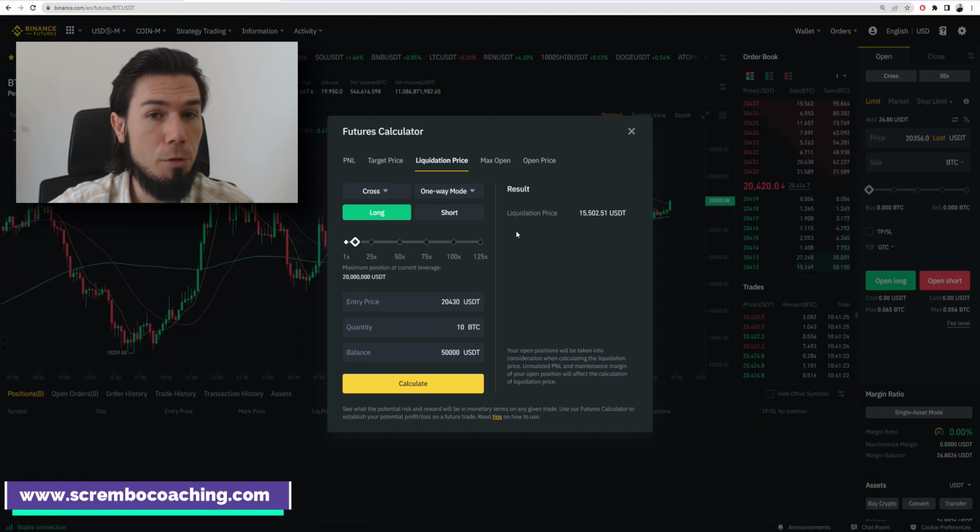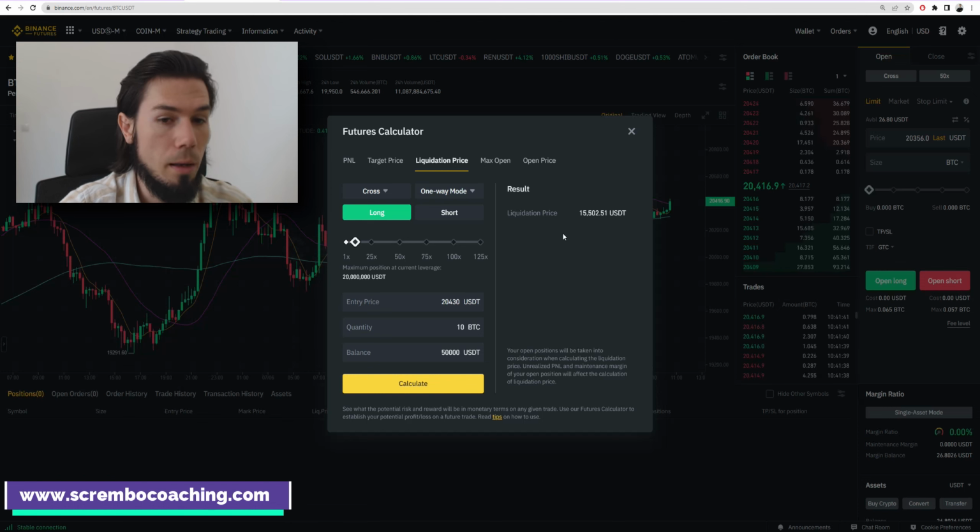This is the place where you can discover what your liquidation price would be if you traded this: if you would enter at 20,430, if you would have that quantity, and if you would have that balance. This is a great way to simulate your liquidation price on Binance Futures through the calculator. Very, very important.